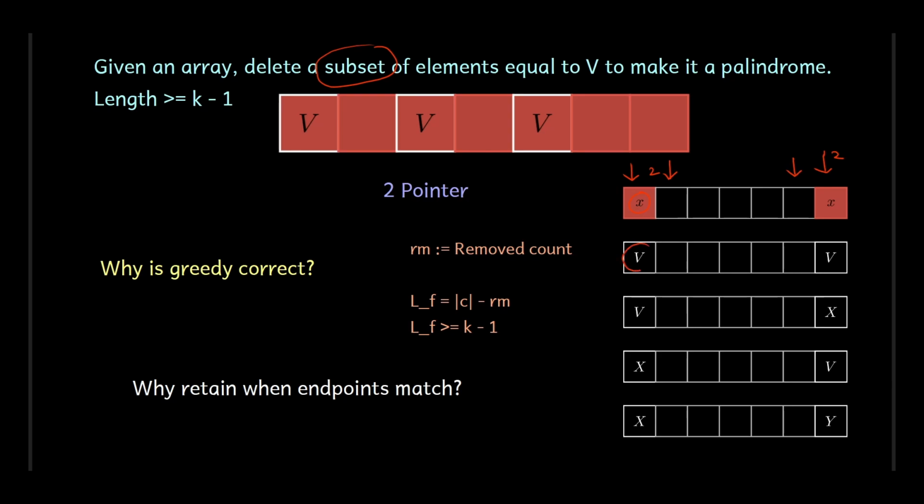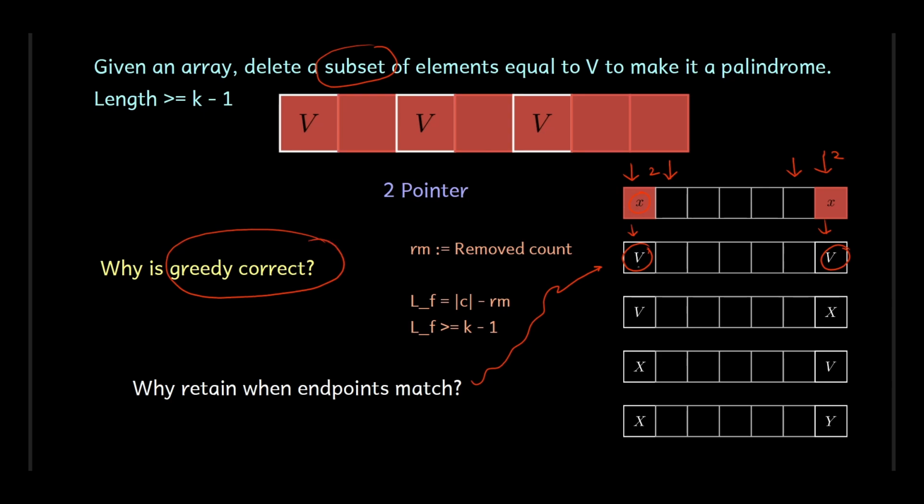What if the last two elements are v and v? So they will also not affect the answer because they are also palindromes, so they are also good. But should you delete them or should you retain them? Your intuition might tell you that you have to retain these elements, and this is kind of a greedy strategy of retaining the elements when the last positions match. But why is this greedy strategy actually correct?